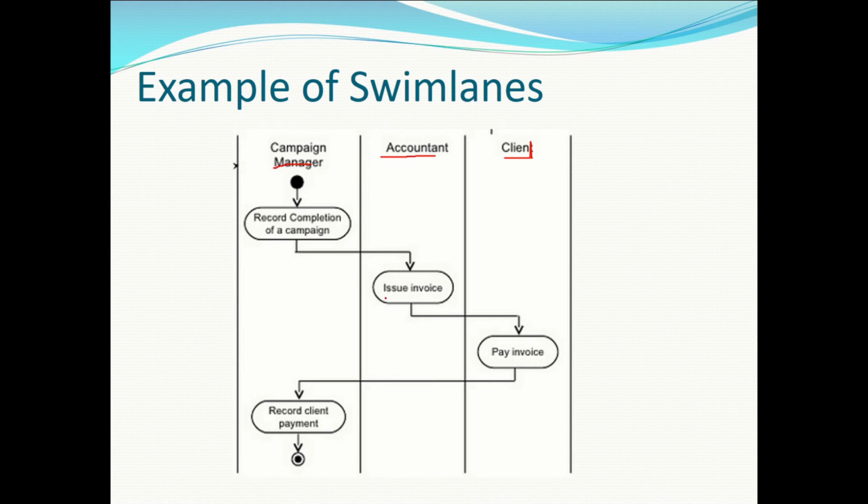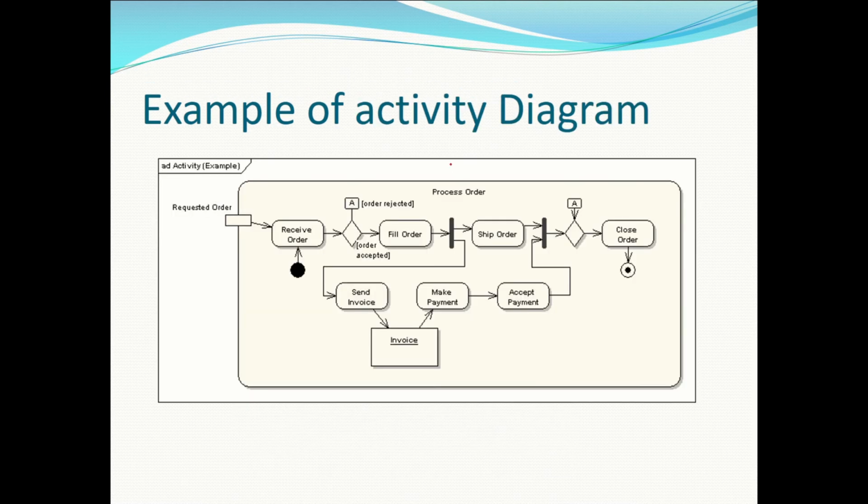The accountant will issue the invoice. This is his responsibility, and then the client will pay the invoice. Okay, this is the client's responsibility to pay, and after that it goes to the manager who will record the client payment, and that's the end. Okay, this is the payment thing. So 3 users, and each one has its own responsibility to do something. This is an example of the activity diagram.